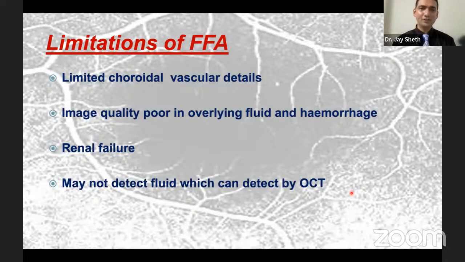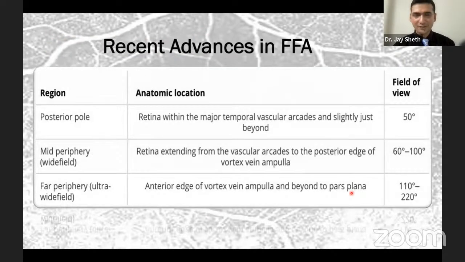So what are the limitations of FFA? There is very limited choroidal vascular detail because there's a lot of extravasation of the dye that is happening. Additionally, the image quality may be poor if there are media opacities. Patients who have very high creatinine levels are contraindicated for fluorescein angiography, and it is not possible for us to detect fluid. So OCT biomarkers like fluid, whether its presence or absence, will not be determined by fluorescein angiography. So, just the last few slides on certain recent advances in fluorescein angiography.